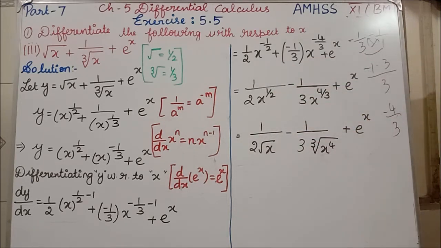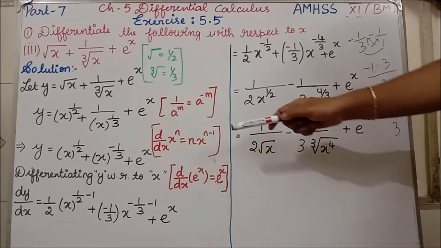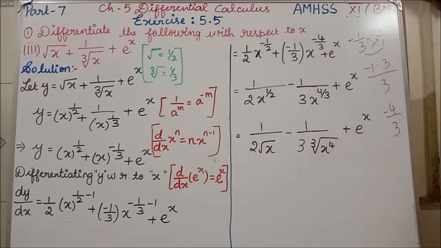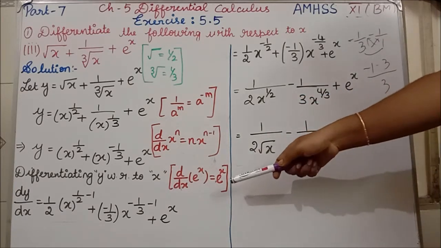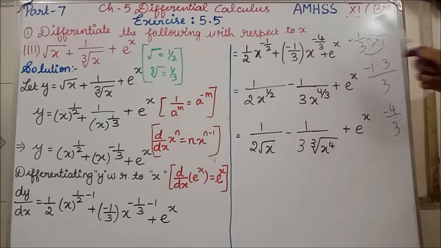Clear? Clear all of you? d by dx of e power x, the value is what? The same e power x. So we are writing there the same e power x, and here also the same e power x. Clear all of you how we have written?